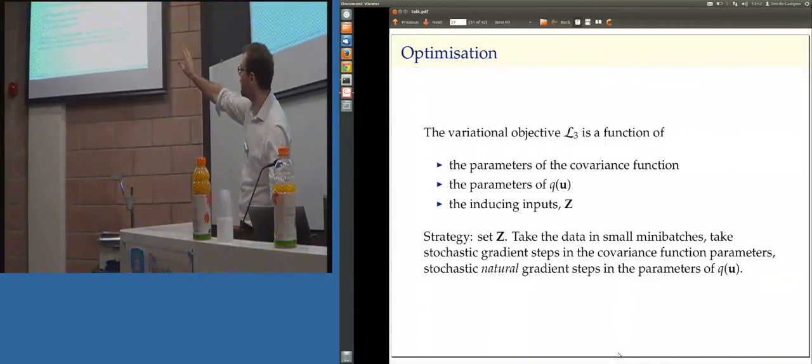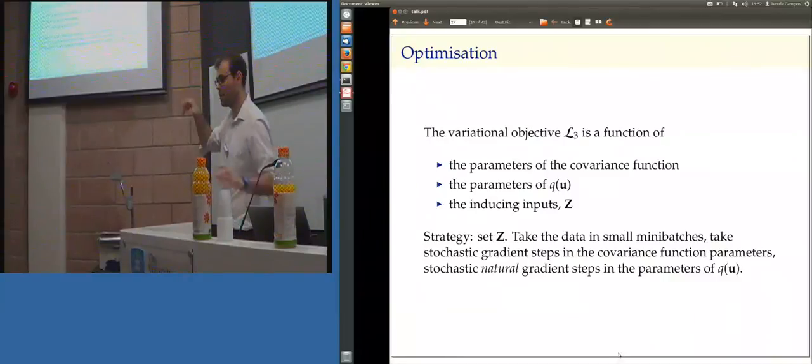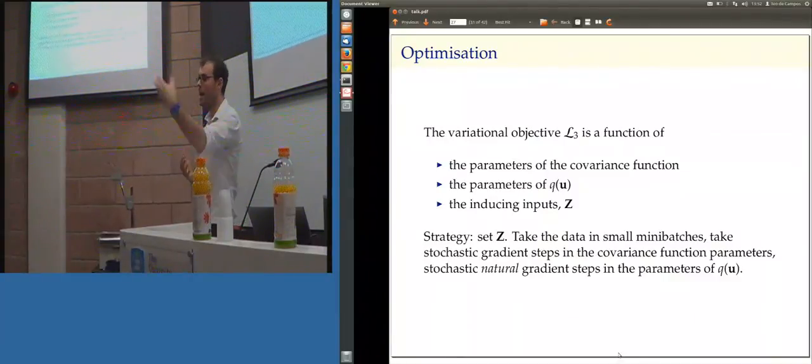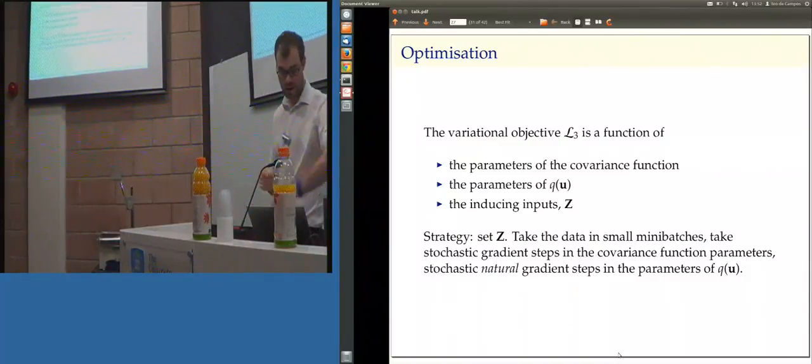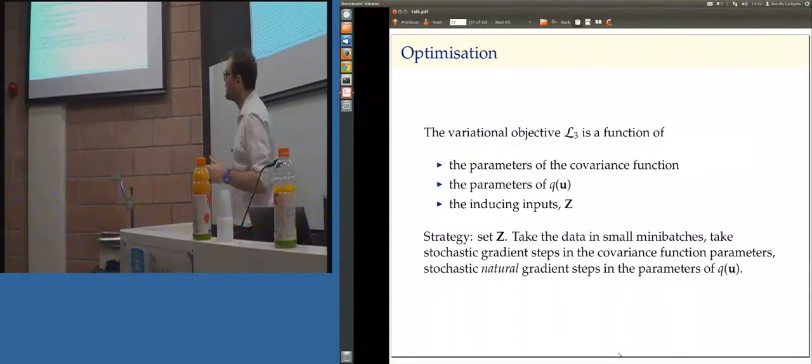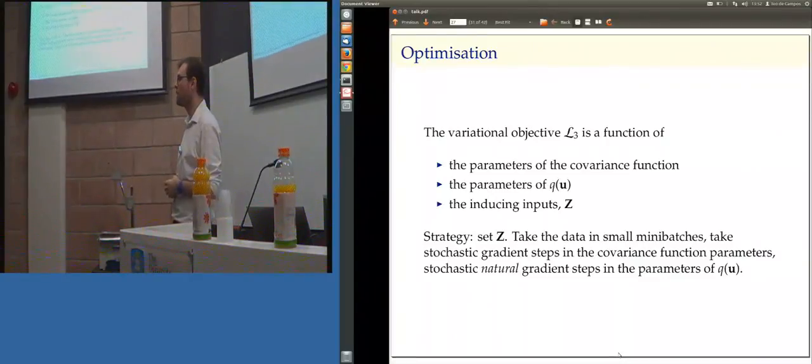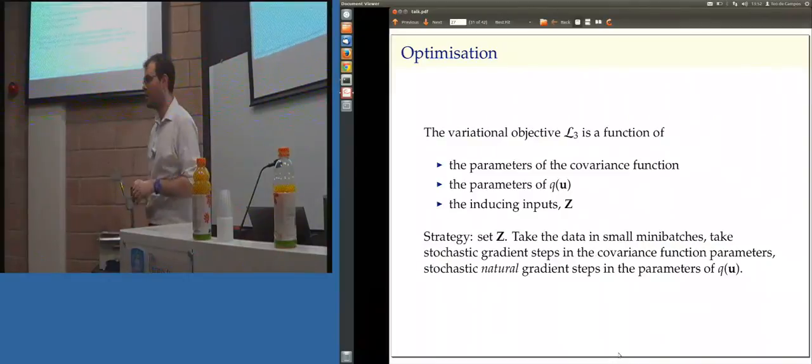So this is what I said. We're going to optimize this objective function which moves q of u close to the posterior and improves the covariance matrix estimate as well. And I've got this extra trick that I want to talk to you about in my remaining 8.5 minutes, which is to take natural gradient steps on the parameters of q of u. So before I talk about natural gradient steps, does anybody have any questions?